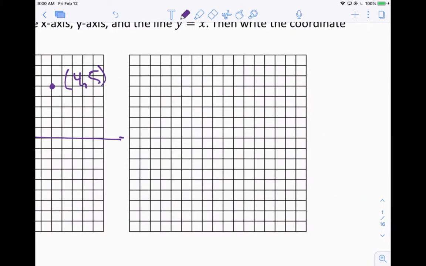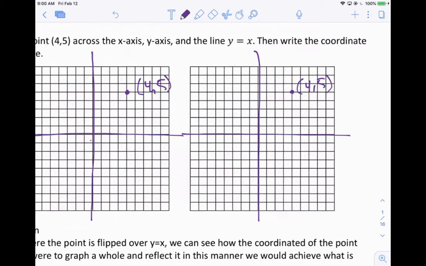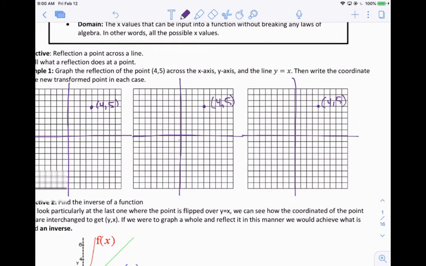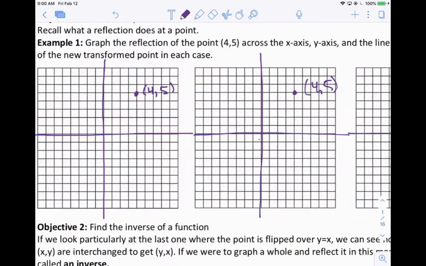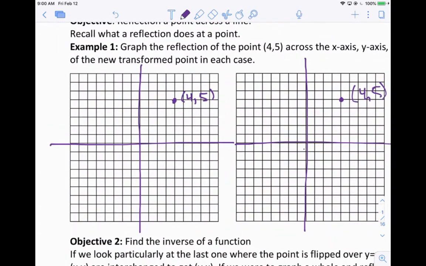And then the last one. Out 4, up 5 would be right there. Okay, so we have the same graph 3 times, right? Now let's start doing stuff to it. So the first one, they want us to graph the reflection of this point over the x-axis. Well, the x-axis, we know, is the horizontal one. So just like looking into a lake, it's going to jump over the x-axis and head down to here. It's going to be in the same spot, but across the line.